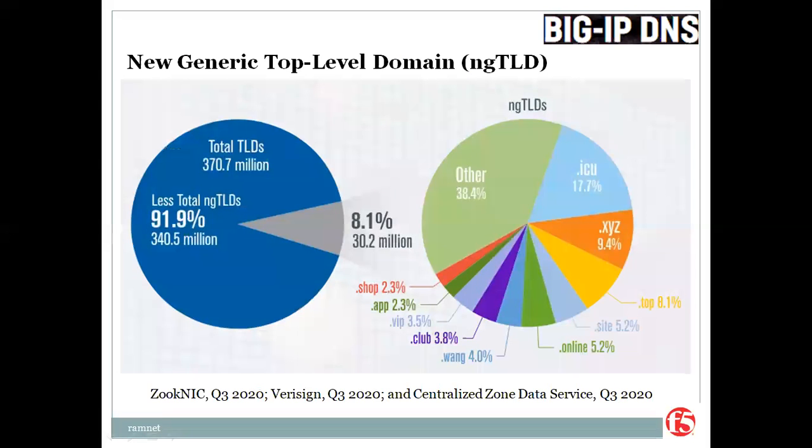This is a graphical representation of the domain name registrations. Top level domains are 370 million. Next is the new generic top level domain, that is called an NG. Others are 34. See how much it is in .shop, .app, .vip, .club, .online, .site, .top, .xyz. There is a domain called .xyz also. .icu. This much has been registered nowadays. So that is an 8.1 increase.